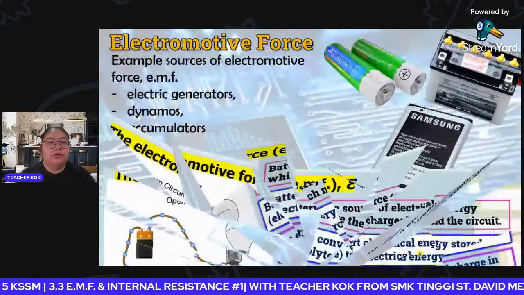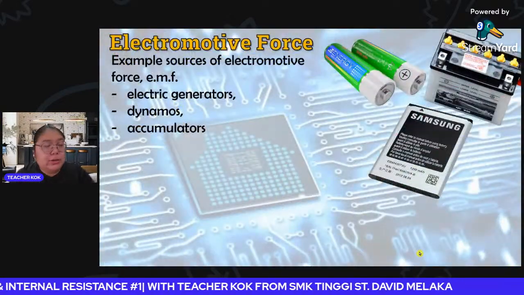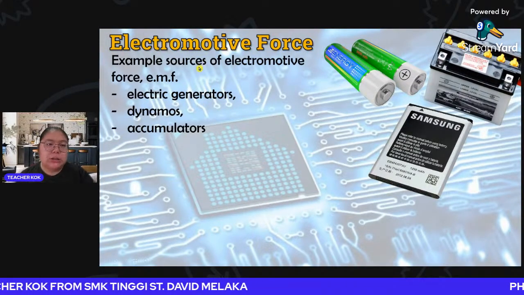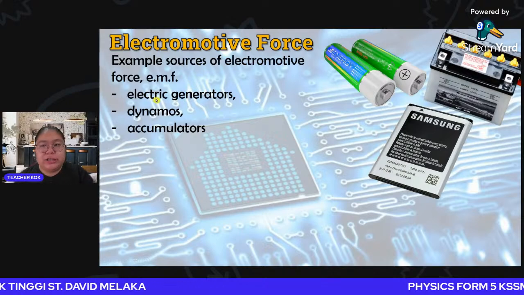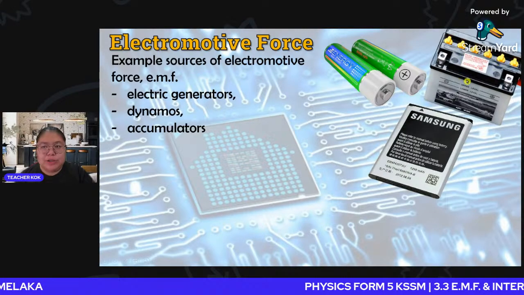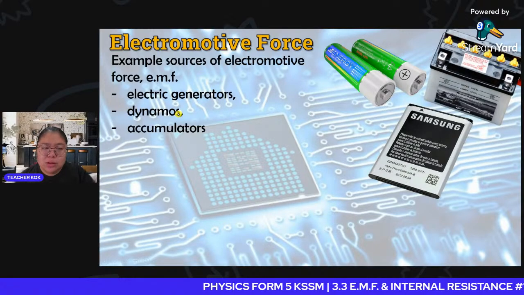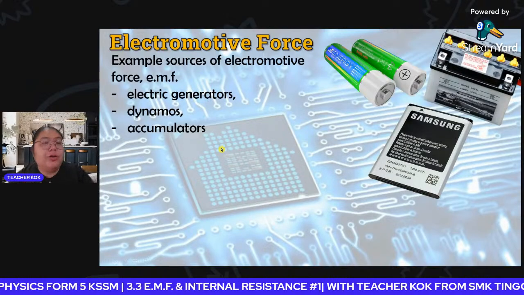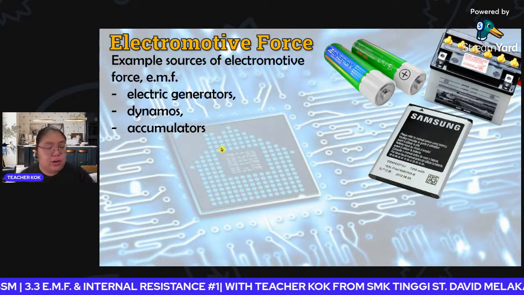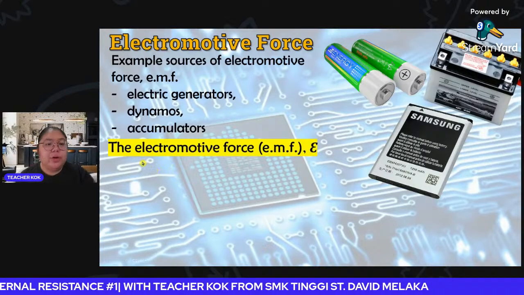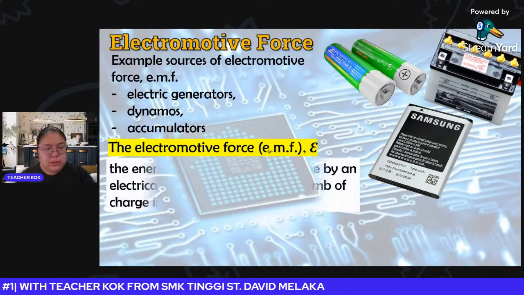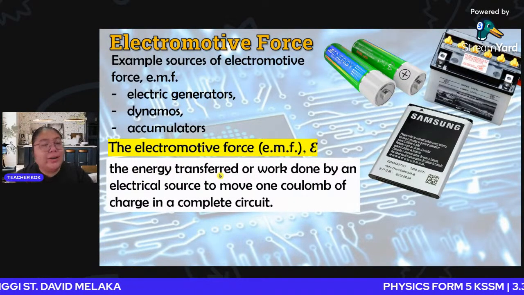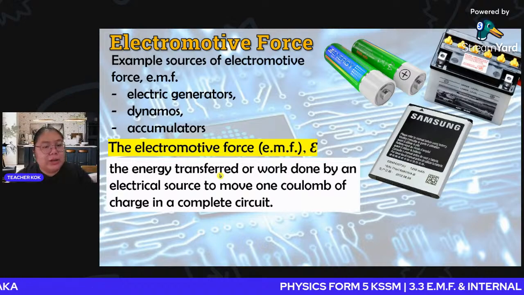Okay, then we go through more detail about the electromotive force. Okay, electromotive force, for example, from where? From the electric generator. Okay, you can see some generators. We have a dynamo. Then after that, we have an accumulator. So this one is normally a battery. That's a source of electrical energy. So from here, electromotive force. Then after that, we can say there's an energy transfer, or you say work done, okay, by an electrical source.